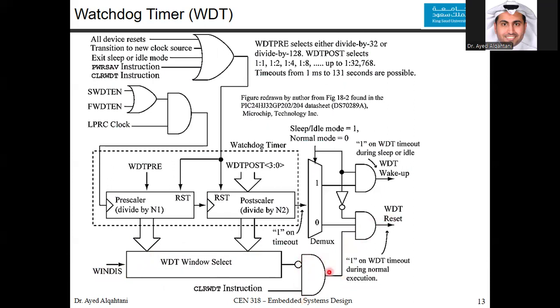Notice that there is an AND gate. And here you have the clear watchdog timer instruction. If you have a clear, then this clear will be asserted. The clear instruction will show that you need to do a reset. If you didn't have a window guard, then you will have a 1 here and the reset will happen. Now let's see how to configure the pre and the postscalers of the watchdog timer.